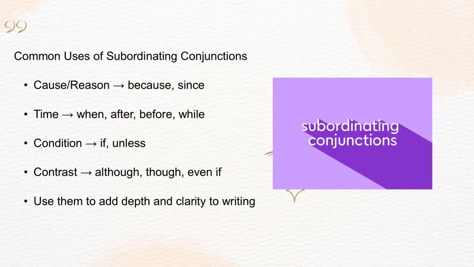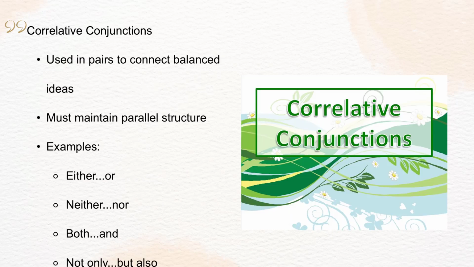Common uses of subordinating conjunctions. Let's look at how subordinating conjunctions build sentence logic. Because, since show reason. When, while express time. If, unless introduce conditions. Although, even if show contrast. They add complexity and richness to your writing. Use them to guide the reader's understanding.